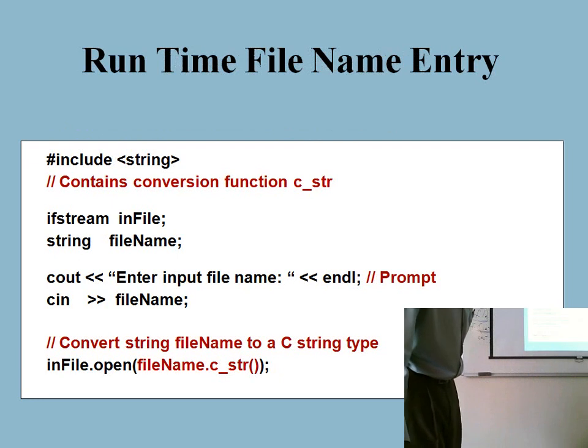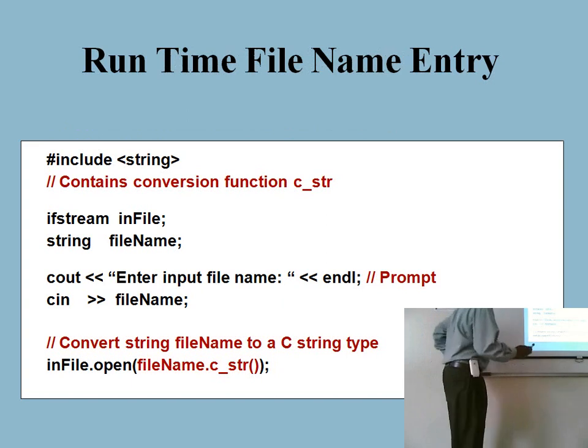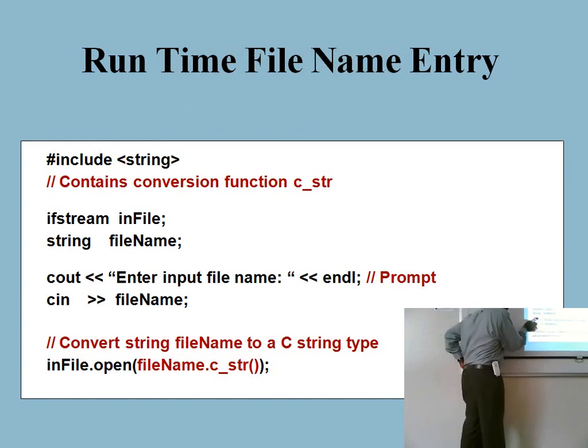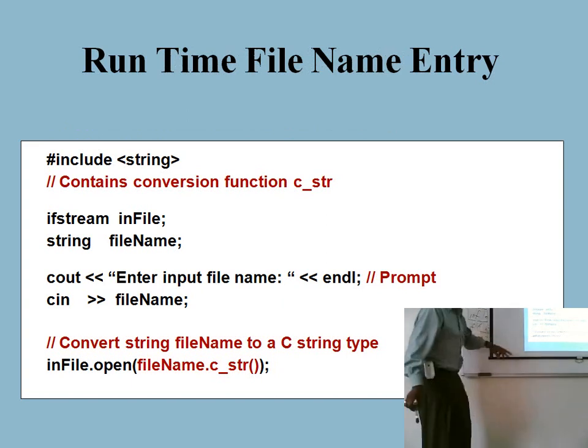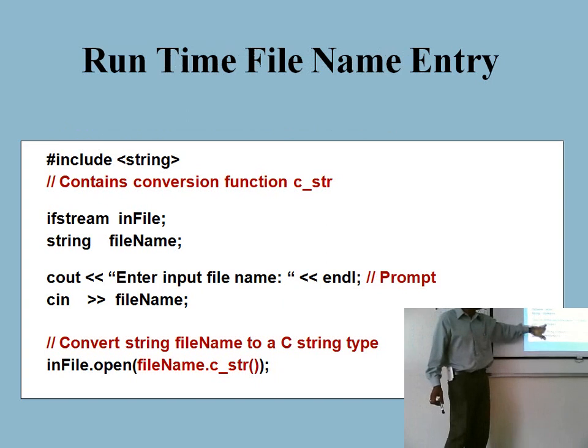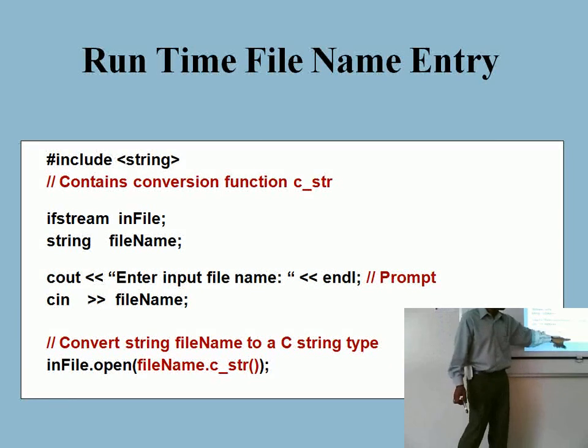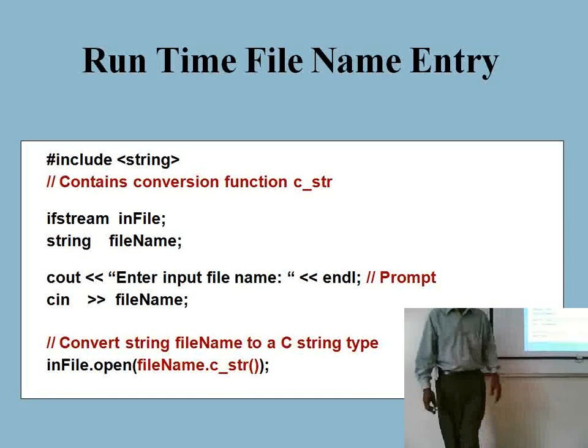So here we have an example of a nice runtime entry of a file name. So it's asking, enter your file name, and it enters the file name and then attempts to open that file. And it converts that string, file name, into a C string, and that's something that you can look up in your index, how that works. But it has to be converted with that member function, c_str, into a C string in order for the open to take effect.